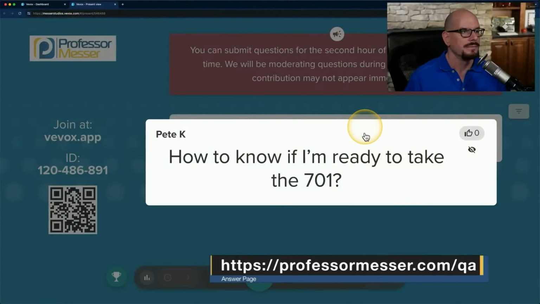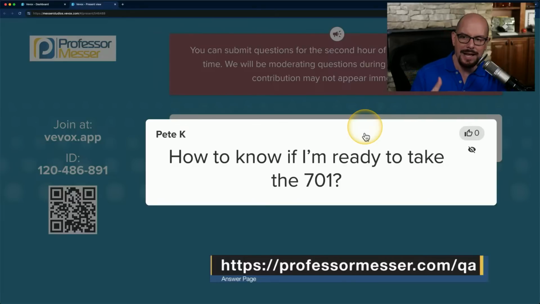So let's go through maybe some that are specific to Security Plus. And the first one we'll talk about is one from Pete. Pete asks, how do I know if I'm ready to take the 701? It's a good question because there is a lot of information on the 701 exam. And how do you really know that you're ready to walk into the room?